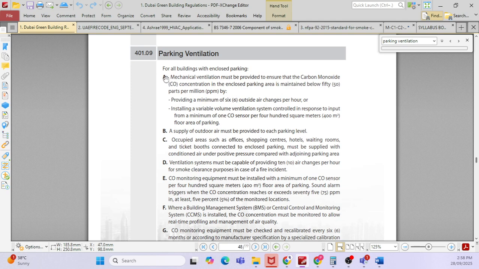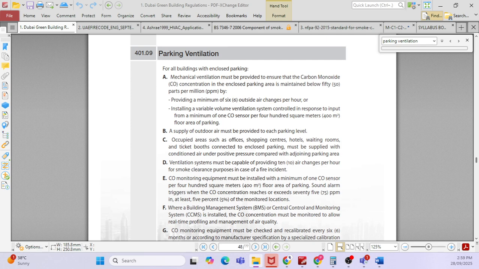If you've gone through this Dubai Green Building Regulation, you can see for all buildings with enclosed parking, mechanical ventilation must be provided to ensure that carbon monoxide concentration in the enclosed parking area is maintained below 50 parts per million. Clear? You may ask what is the purpose of maintaining the ppm level, right?